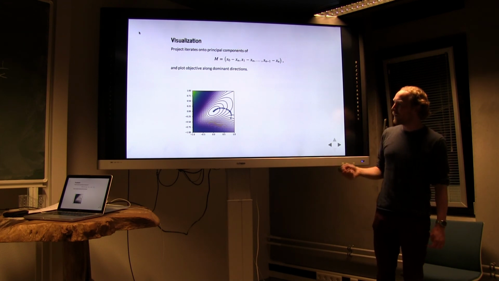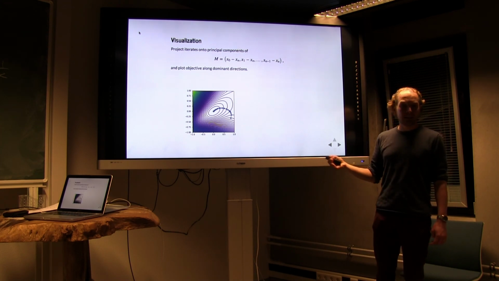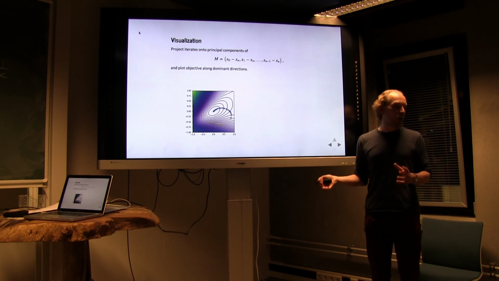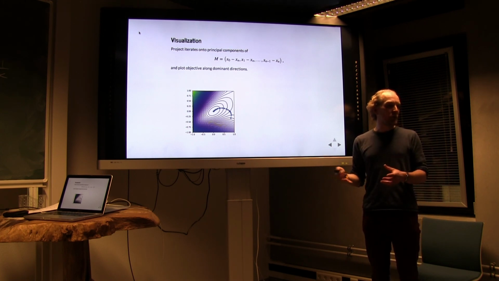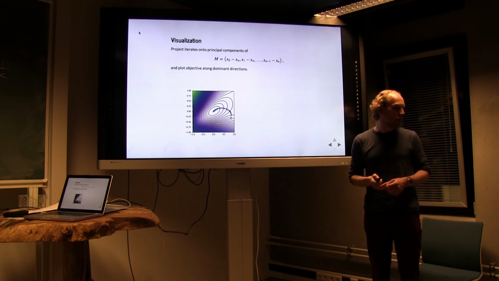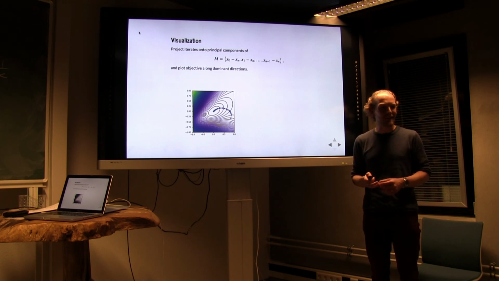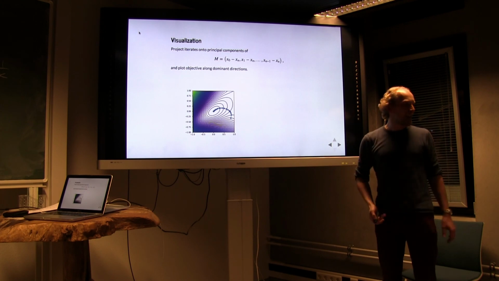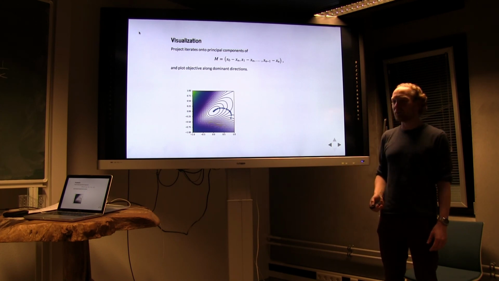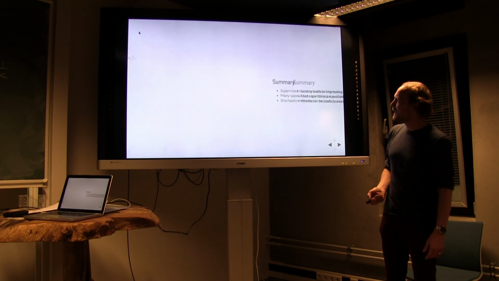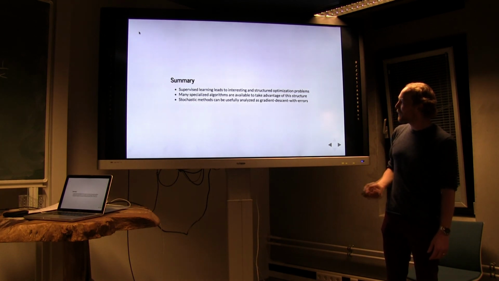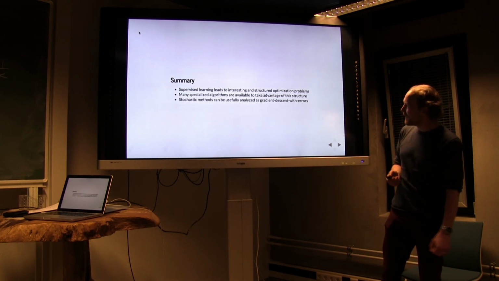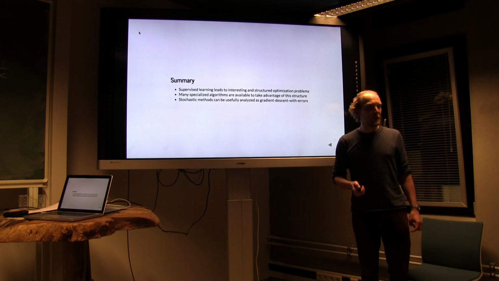There's actually a nice paper that I'll point you to that explores in this manner various network architectures and shows that some of them give rise to horrible landscapes that you would never want to optimize. And some of them give rise to really nice convex, hilly landscapes that you would be very comfortable optimizing on. Alright, so the summary: supervised learning leads to interesting and structured optimization problems.